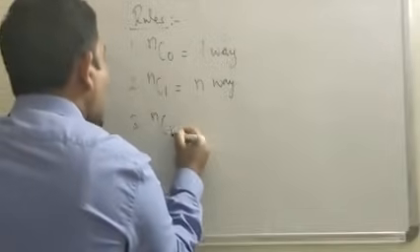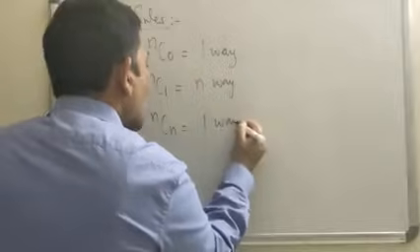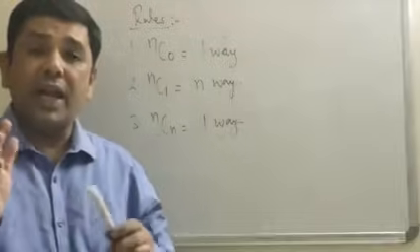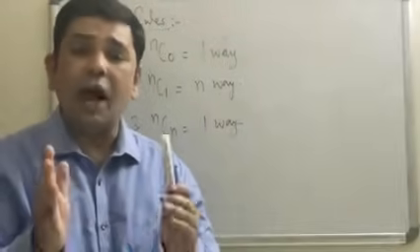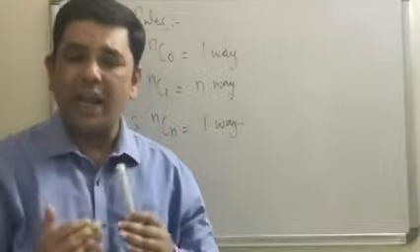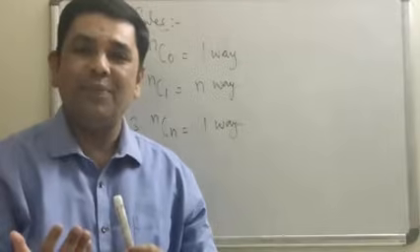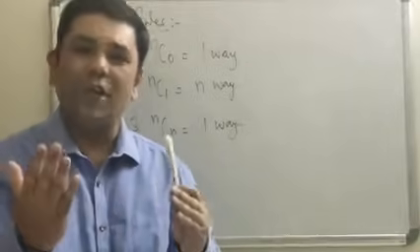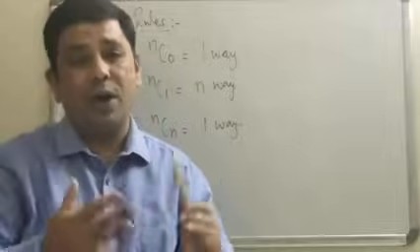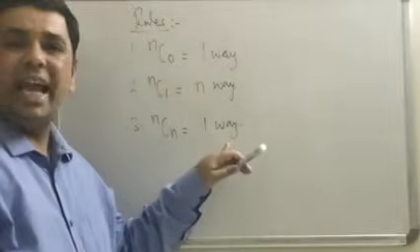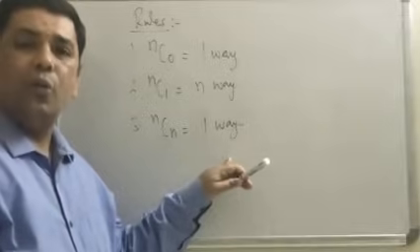Third, nCn is also equal to 1. That means if there are n things, now see how logical this is. If there are n things and I wish to select all of them, obviously there is only one way of doing so, because you are going to select all of them. So what is nCn? nCn is also equal to 1.